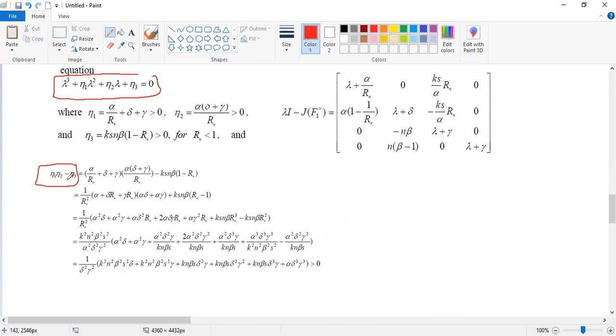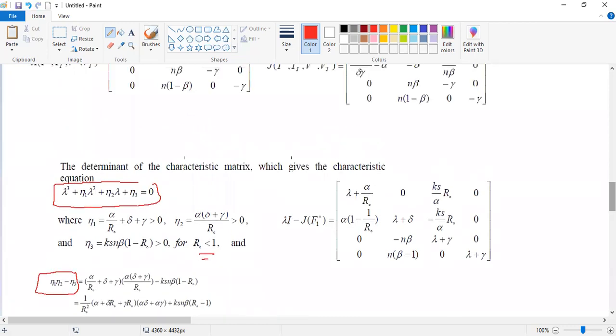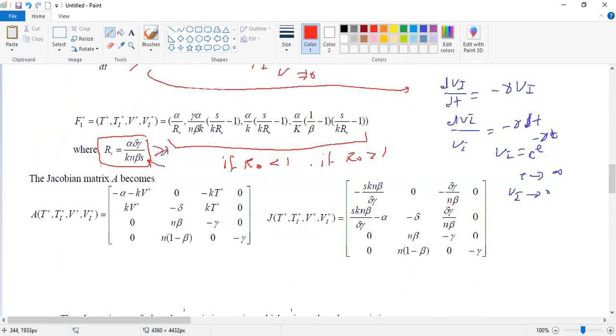If it is also positive, that means R naught is less than 1. So now this one is positive. We explained, I calculated here the equation. So this will be positive only if R naught is less than 1. So that is the conclusion.